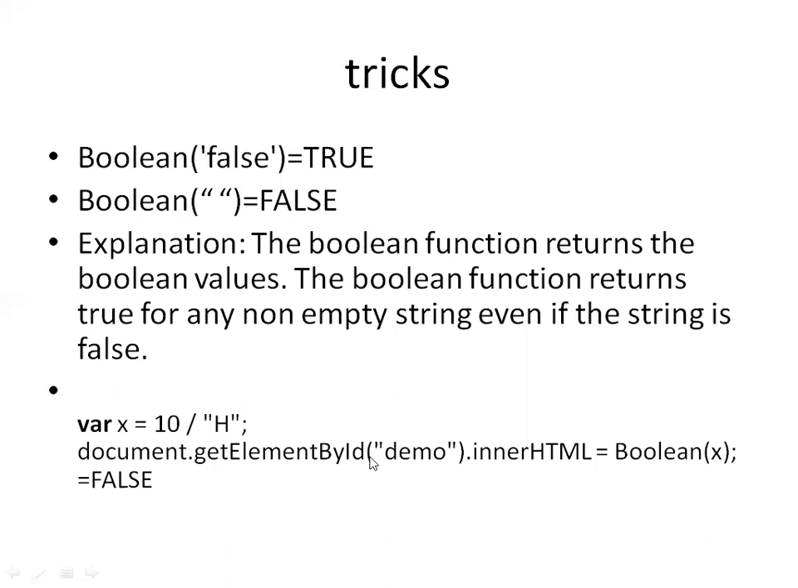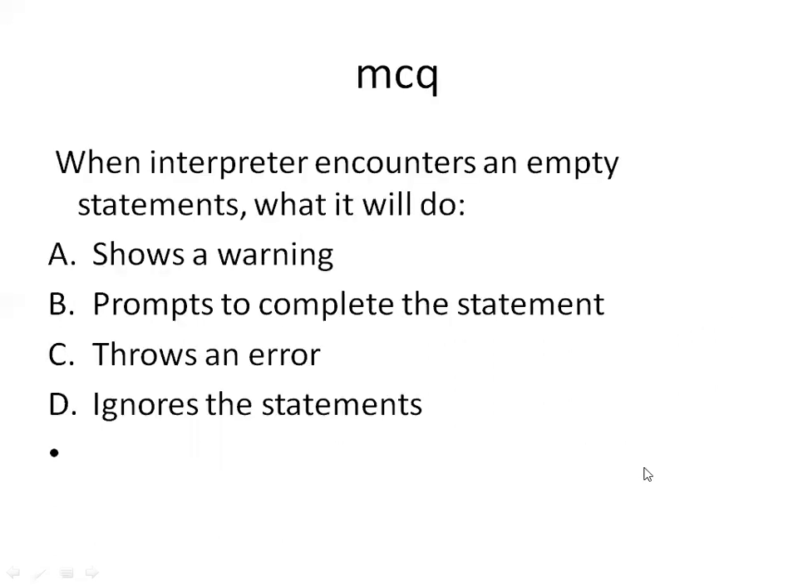Document is the first object in the tree structure. Here getElementById is nothing but a method. It is used to return the element of the specified id. By using the innerHTML property, we set the content of the element with the specified id. So that is equal to Boolean of x. What is x here? x refers to "10 by h", and it returns false. Of course, 10 is the number and h is the string data type. That's why the output of this statement is false.